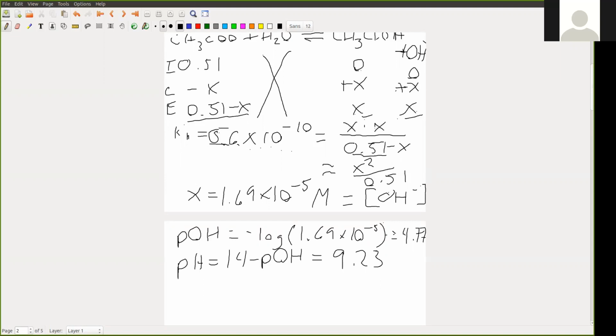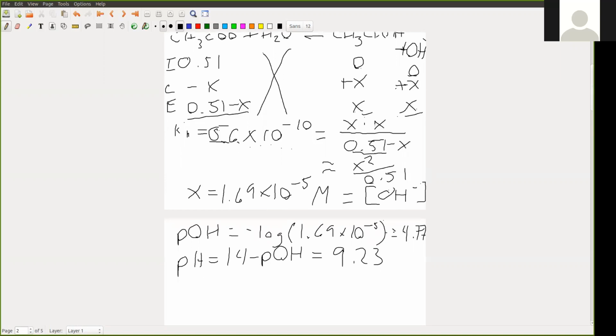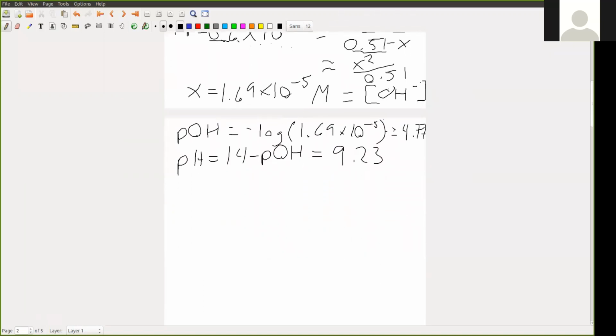The next part of the question was asking for the percent hydrolysis. And in order to do that, all you do is take the concentration of your hydroxide over your initial concentration of the acetate ion. So you're basically looking at what is the percent effect on the overall solution, the water and acetate ion. So percent hydrolysis would simply be, let's call it 1.7 times 10 to the minus 5. 1.69, 1.7, it's going to give us roughly the same number.